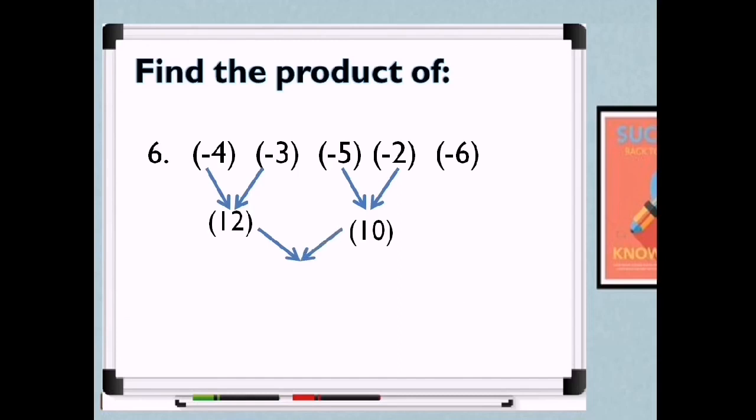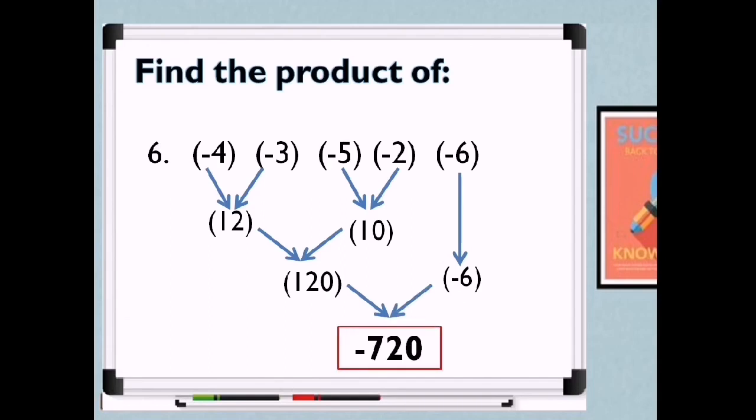So, 12 times 10, that is 120. Ngayon, yung natitirang number ay imumultiply natin sa 120, which is negative 6, to get our final answer. So, 120 times negative 6 is negative 720. That will be our final answer when we multiply the 5 given integers, which are all negative.